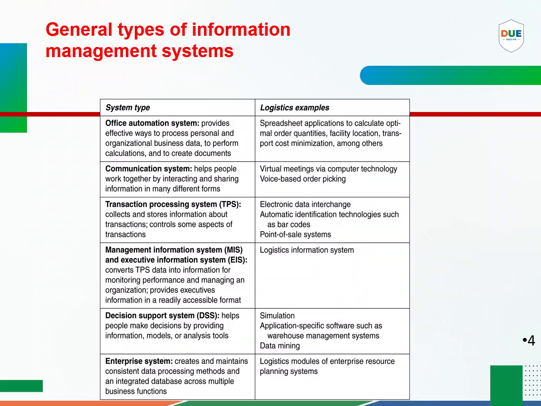Each category has a different purpose. Some support routine transactions, some summarize information for managers, and others help analyze complex decisions or integrate data across functions. As we move through the next slides, we will unpack each category, relate it to concrete logistics activities, and show how they link together. Try to keep this overview in mind so you can see where each specific system fits into the bigger picture of information management in logistics.